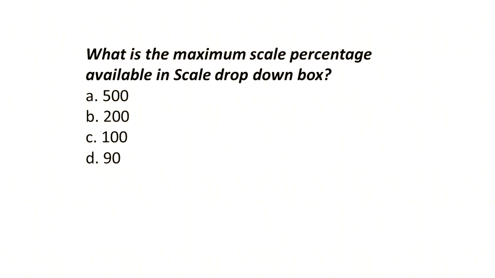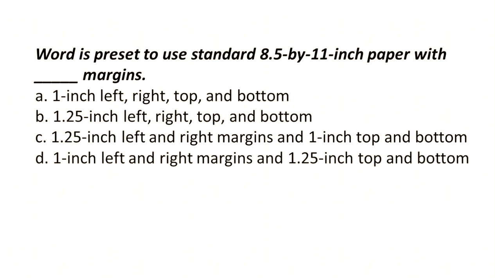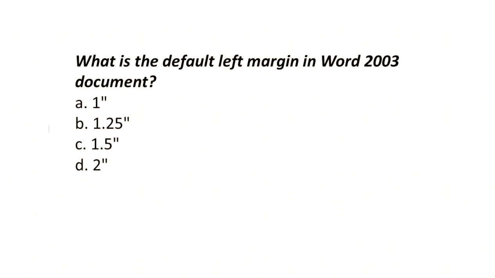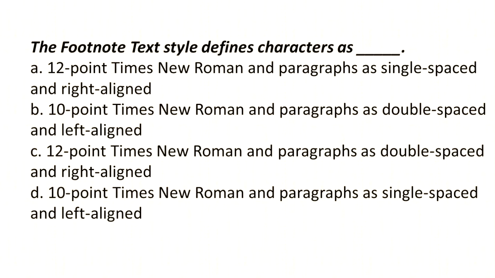Next, what is the maximum scale percentage available in scale drop down box? Answer is 200. Next, what is preset to use standard 8.5 by 11 inch paper with 1.25 as left and right margin and 1 as top and bottom? Next, the footnote text style defines character as option number D.